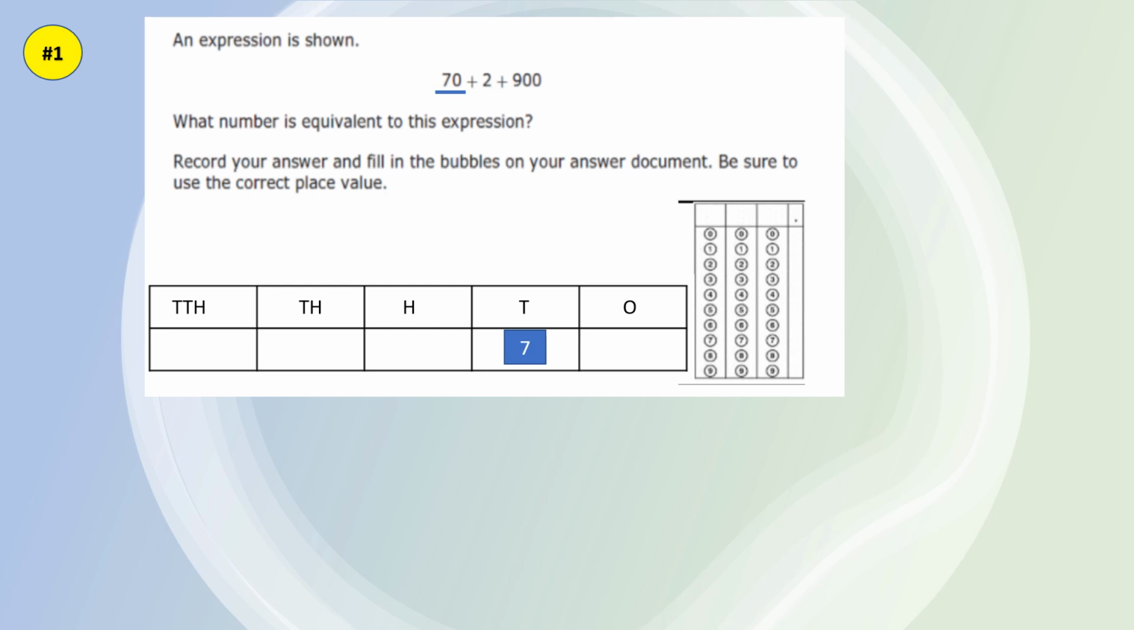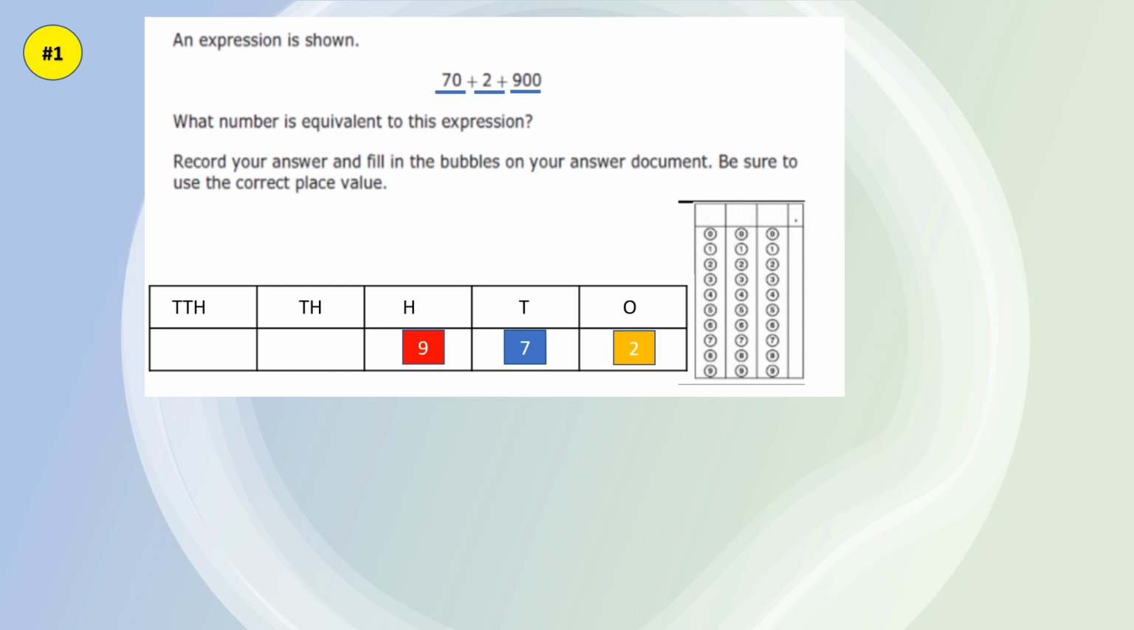Now let's look at the 2 in our expression. Well, of course, that 2 is going to go in the ones place. And the last number that's left in our expression is 900. Well, the great thing about the number 900 is it tells us what place that first digit should go in. And it should go in the hundreds place because placing a 9 in the hundreds place is the same thing as saying 9 hundreds, 9 100s.